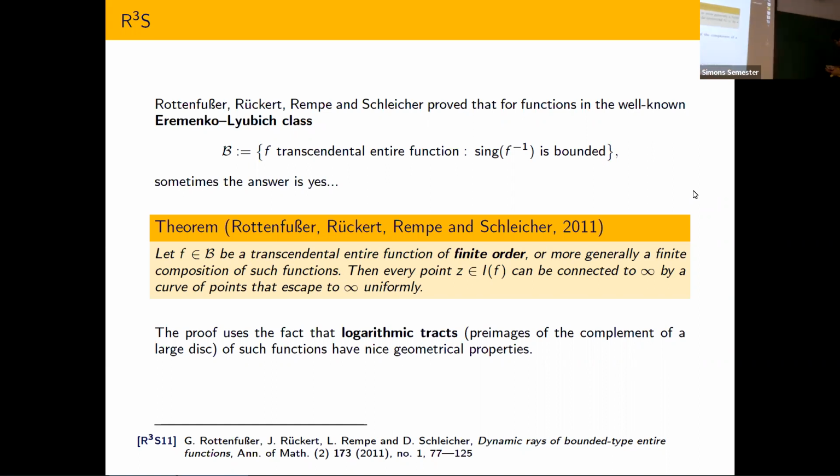So if you have your set of singular values, and you consider a disk, then you look at the preimages of these disks. These are some tracks. So the geometry of these tracks tells you that if these tracks have sufficiently nice geometry, then the strong Eremenko conjecture is true. And in particular, functions of finite order satisfy these nice geometry conditions to ensure this.